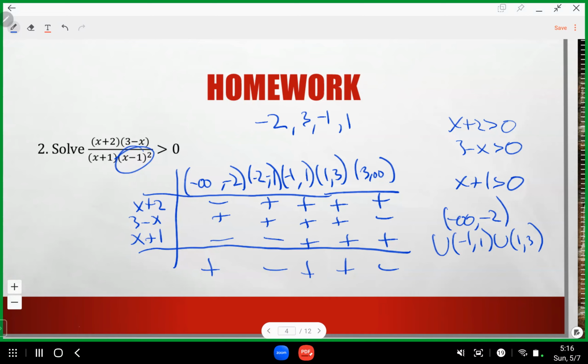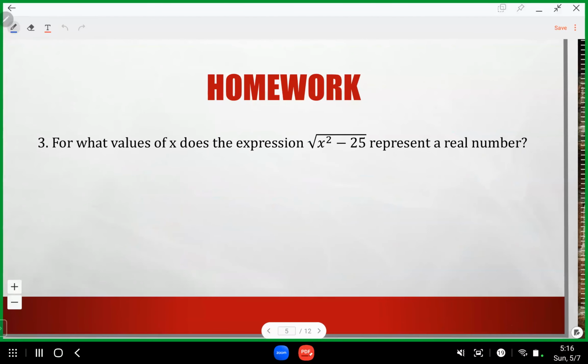So are there any questions about this? If there are no questions, let's move on to the last homework problem. For what values of x does the expression square root of x squared minus 25 represent a real number? So we can just start doing that.